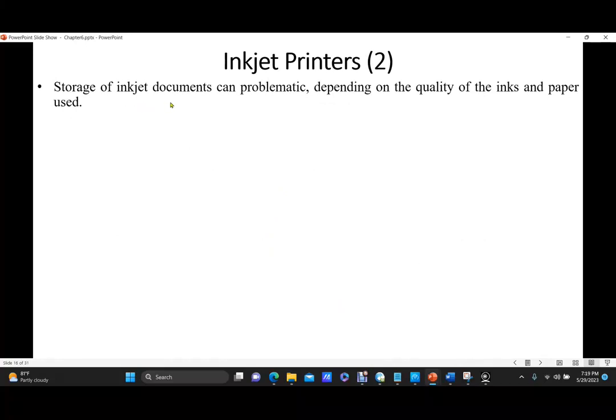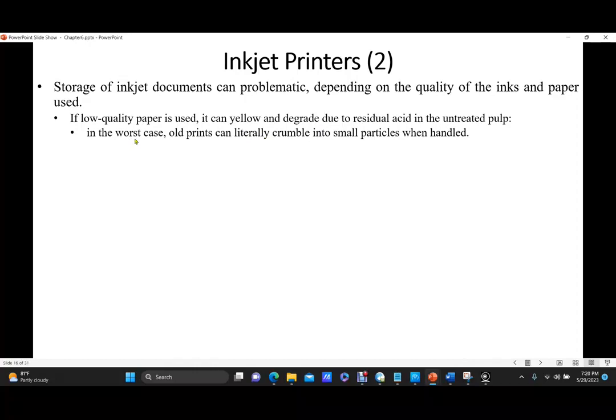Documents produced by inkjet printers can be problematic, depending, of course, on the quality of the ink and the paper that was used. Low quality paper can turn yellow and degrade over time because of residual acid. In the worst cases, old documents can literally crumble into small particles.